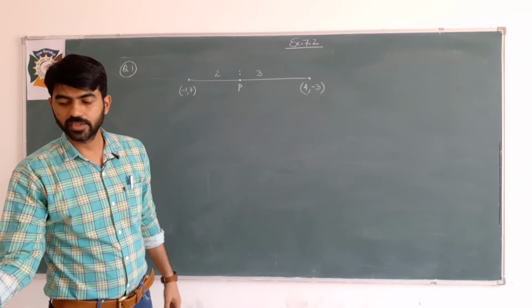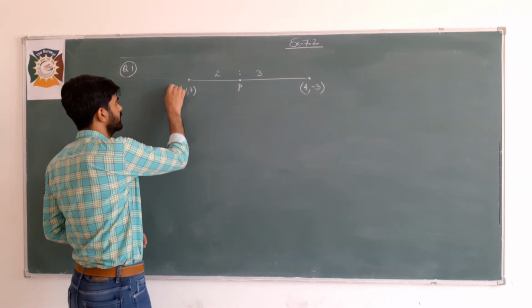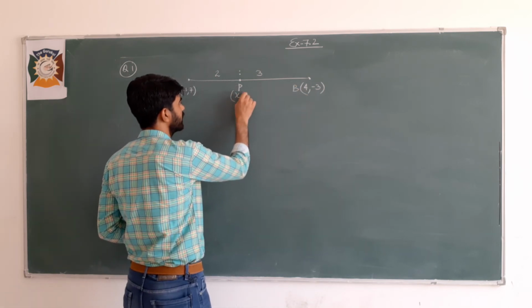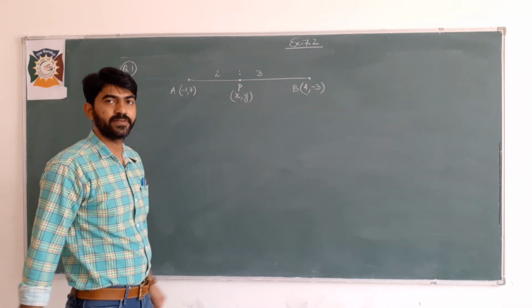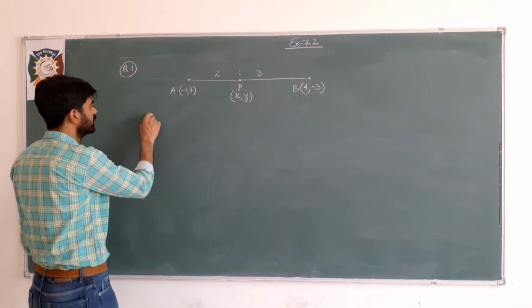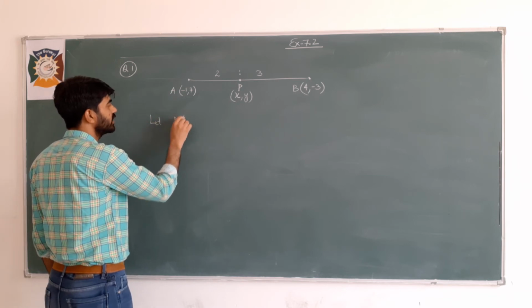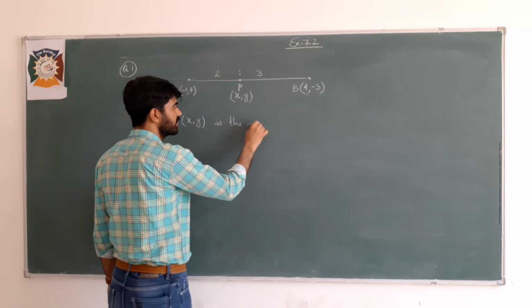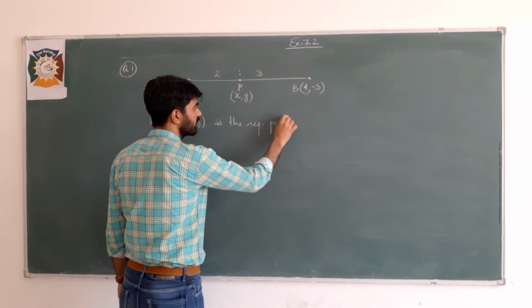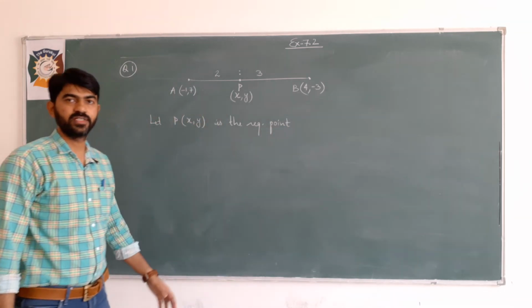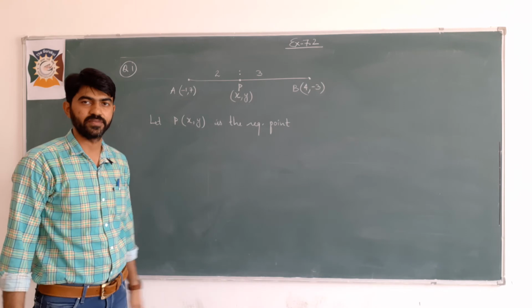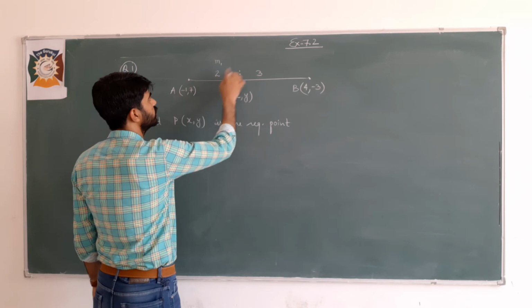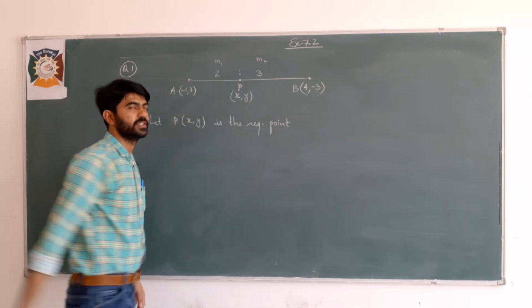Suppose this point is, let it be A, this point is, let it be B, and this point having coordinates, let x and y. Then according to section formula, let P(x, y) be the required point. Now we need to find this x and y. For m1 we have this value 2, for m2 we have this value 3.